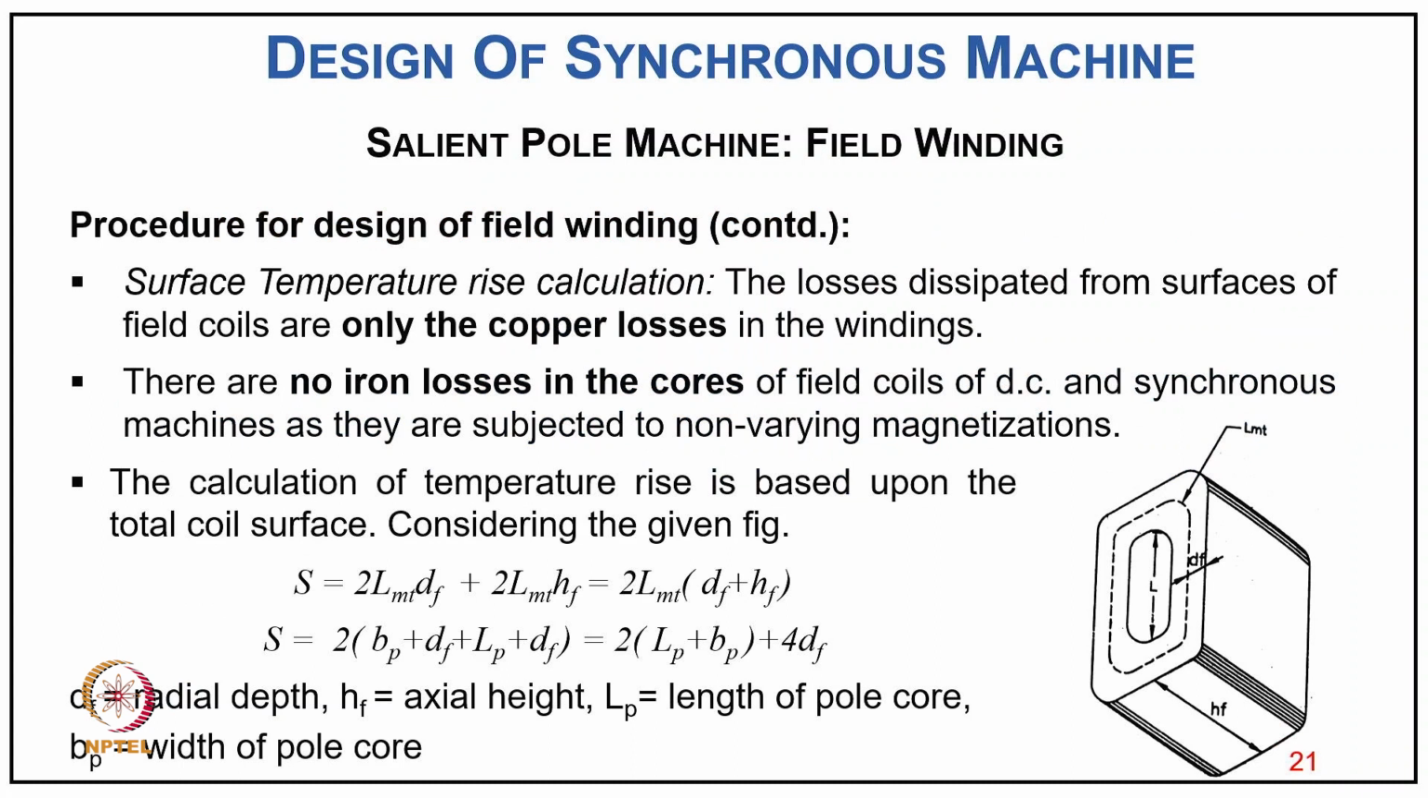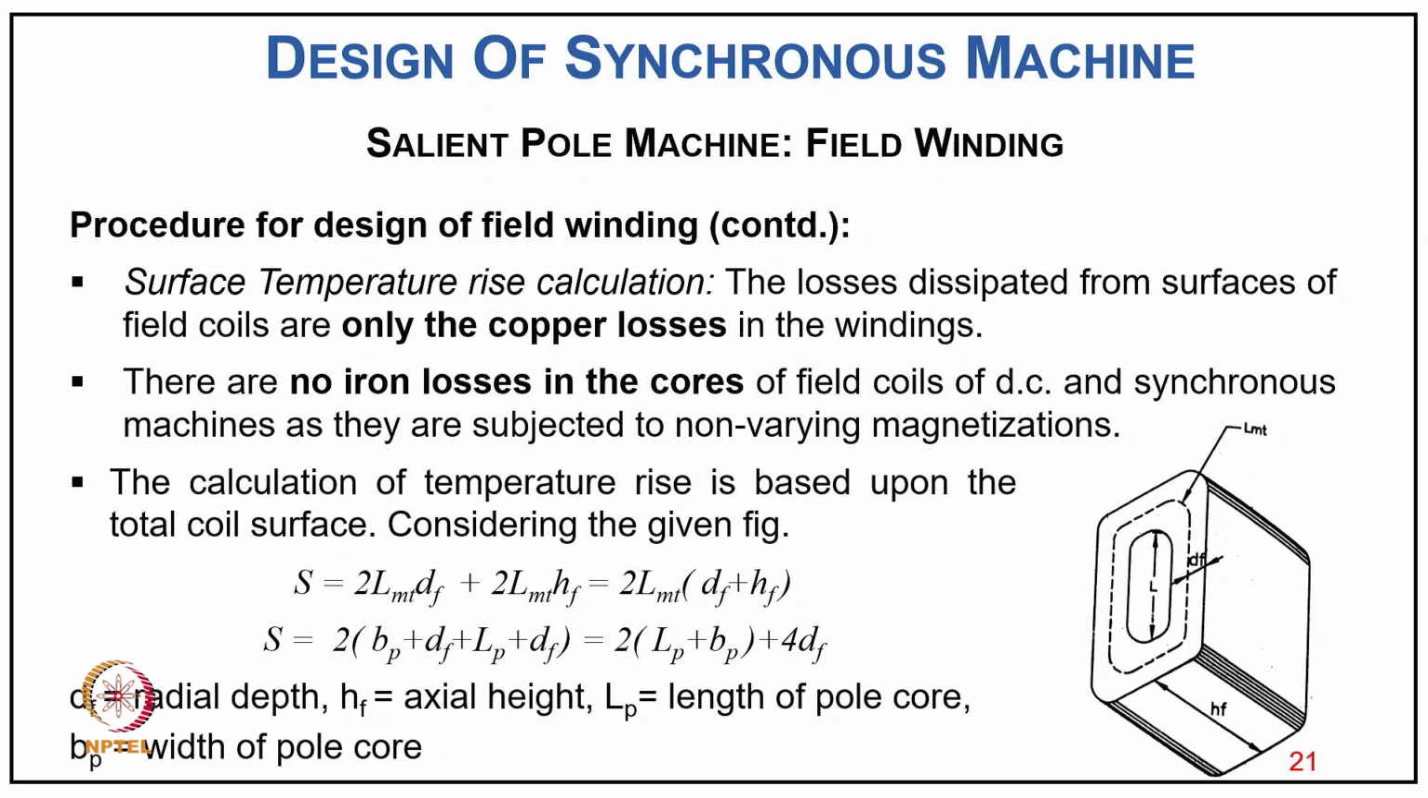Now, surface temperature rise calculation. The loss dissipated from the surface of field coils is only the copper loss in the winding, and there is no iron loss in the core of the field coils of the DC and synchronous machine, as they are subjected to non-varying magnetization. So the calculation of temperature rise is based upon the total coil surface.